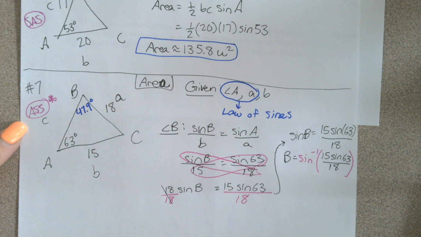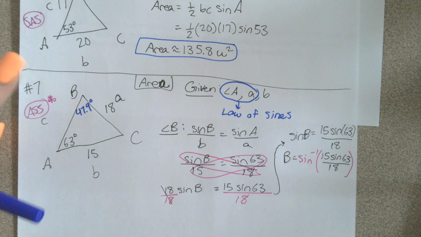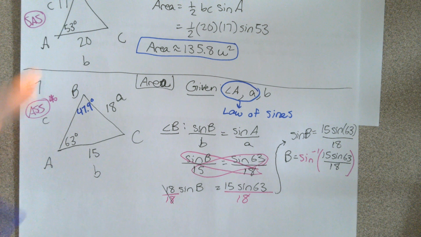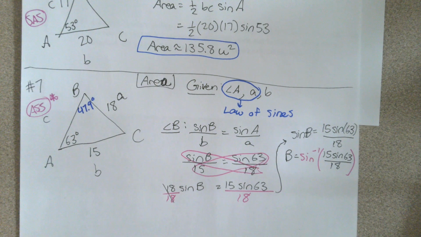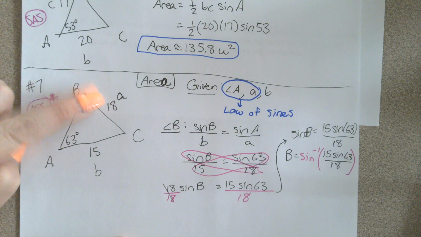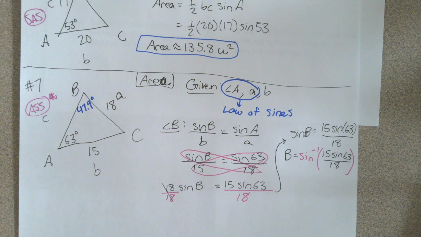Now, this is where the ASS, the ambiguity, the special case comes in, where if B were a larger angle, larger than A, then maybe B was supposed to be obtuse, and we would have to explore that option. B has to be smaller than A, and we could have been able to say that from the beginning because side B is smaller than side A, so we know that angle B is smaller than angle A, so we're good there, no worries.